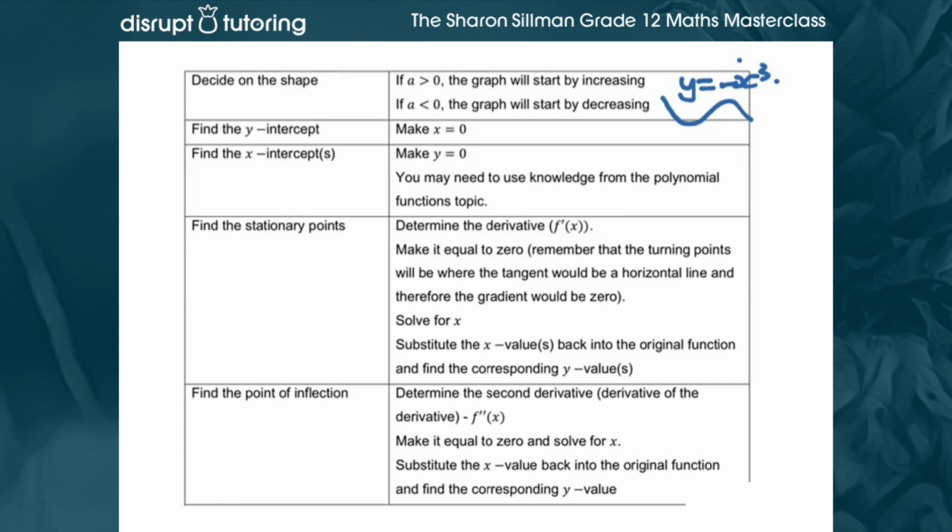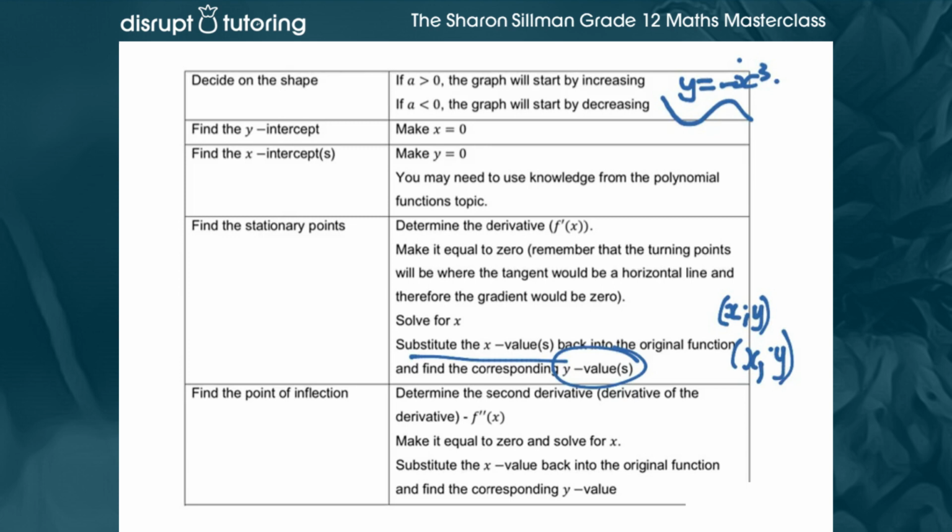But then you'll only have the x coordinates of the turning points. So therefore you need to substitute those x coordinates back into the original function you were given in order to find the y coordinate. So that if there are 2, you will find those 2 coordinates, which will give you the turning points.